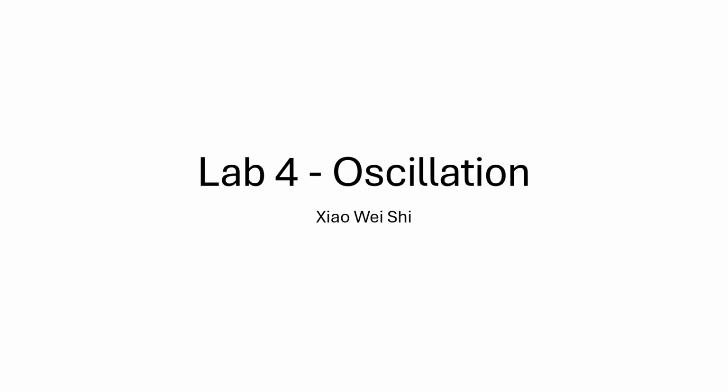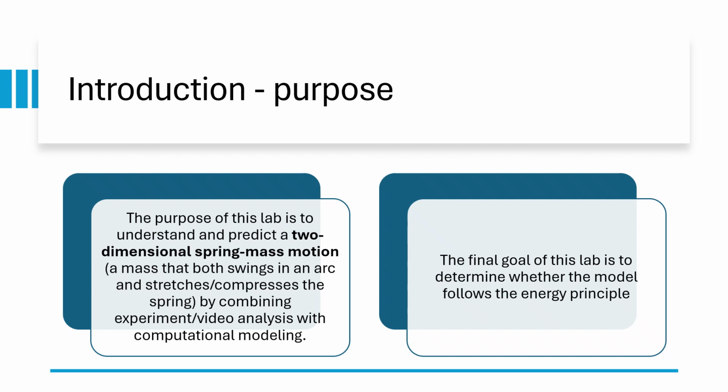This video is about Lab 4, which covers oscillations. The purpose of this lab is to understand and predict a two-dimensional spring mass motion, a mass that both swings in an arc and stretches and compresses the spring, by combining video analysis with computational modeling. The final goal of this lab is to determine whether the model follows the energy principle.